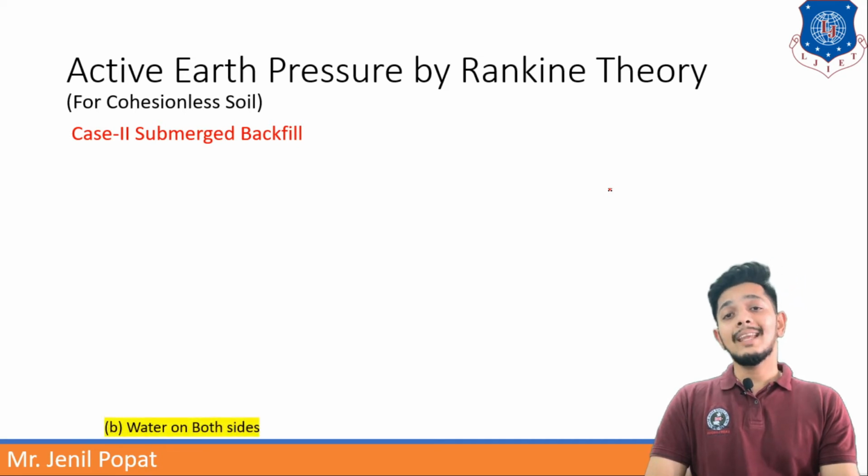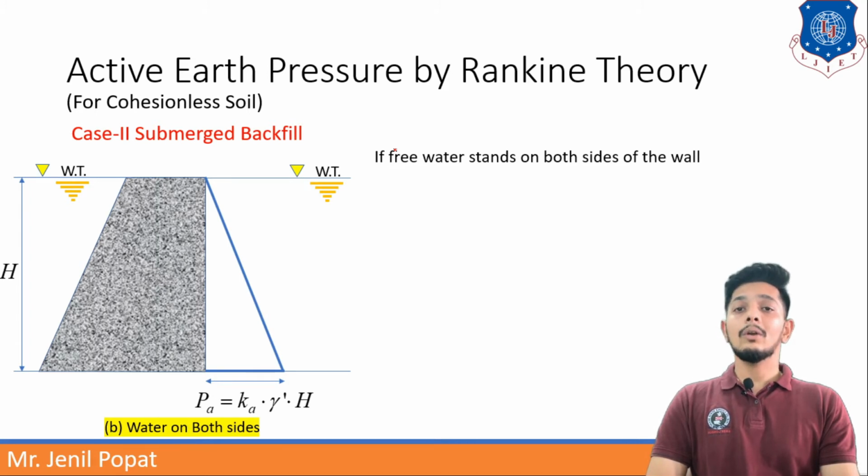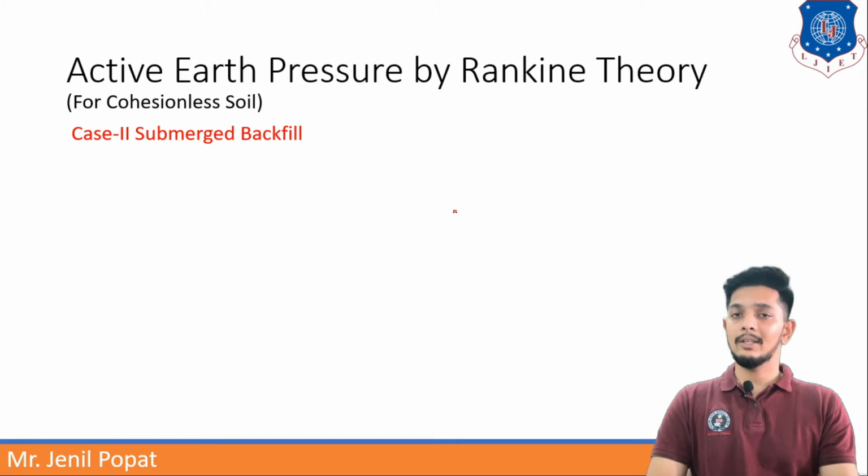Now in the second case, submerged backfill but water on both sides. So if the water is on both sides, what will be the situation? Here there will be only one triangle, K gamma dash into H, because you must understand the reason. Both side pressures will subtract or balance each other. That is why we have not taken gamma W into H into consideration, because both sides are equal. So total pressure Pa will be K gamma dash into H only.